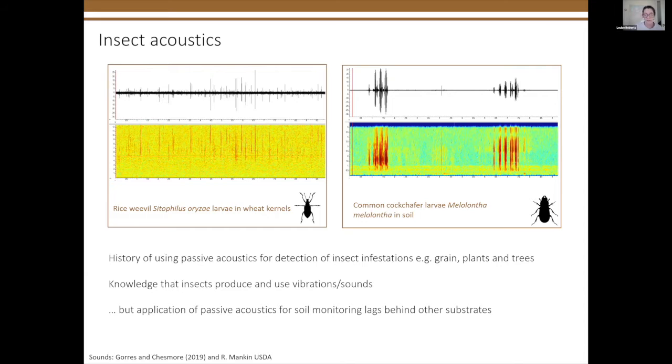So passive acoustics is a very promising approach for this, and it fits all of those criteria. Acoustics is widely utilized to detect cryptic insects within crops such as grain, fruit, and timber already. And so we know that invertebrates produce sounds and vibrations both incidentally and actively. So I've put two examples up here on the slide.